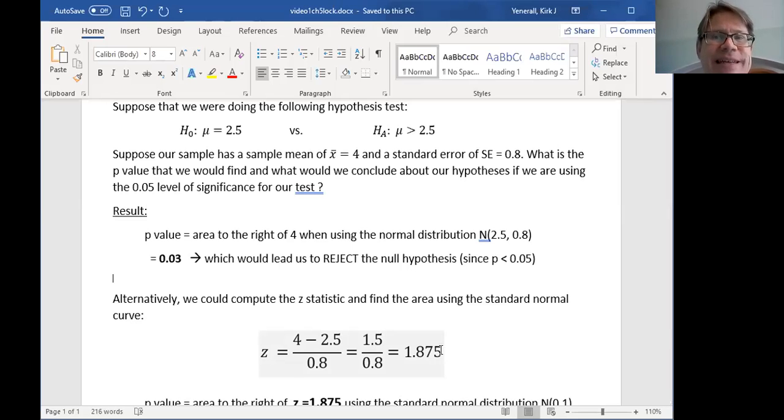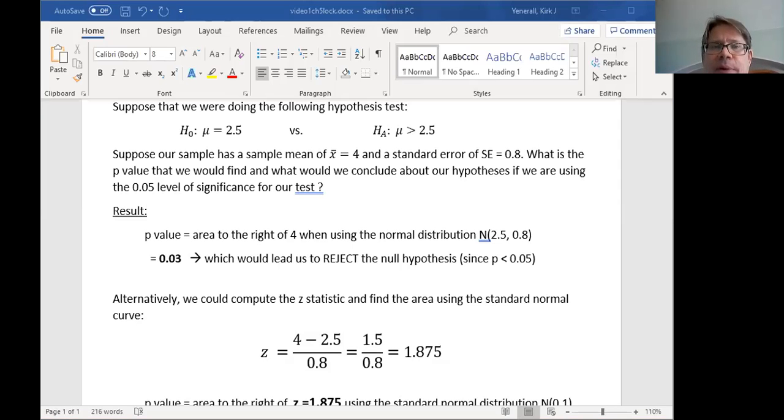Now we can use that z-score. The cool thing is we can use that z-score to come up with the same p-value that we saw earlier. What I'm going to do now is, instead of using a normal distribution with a mean of 2.5 and a standard deviation of 0.8, I'm going to just use the standard normal distribution. Let's go back to our StatKey. I'm going to reset the plot. StatKey always begins by assuming a standard normal distribution, that distribution that has a mean of 0 and a standard deviation of 1. So I'm just going to keep it with this setting.